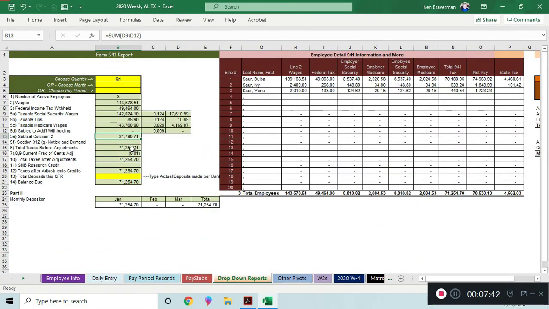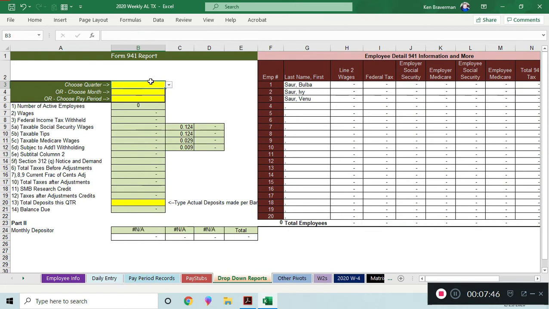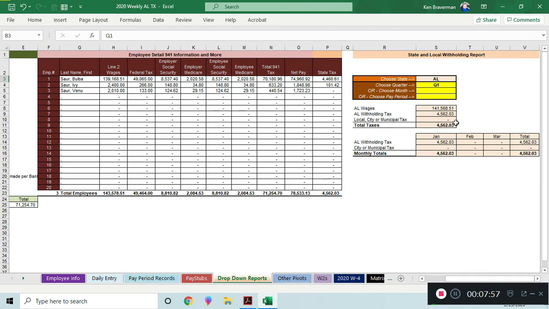This is what your 941 report looks like. You can change quarter or month or whatever, and it's going to give you all the information over to the right here, all your employees that are active during that time period. We've also got a state report for Alabama here. We also have one for Texas, but Texas doesn't have any state tax, so don't worry about it. But you can choose Alabama and all your state tax is going to change.